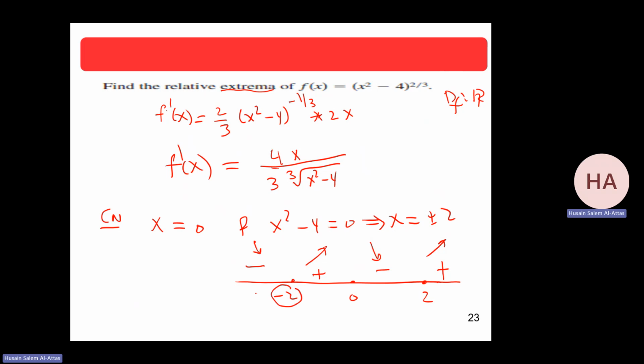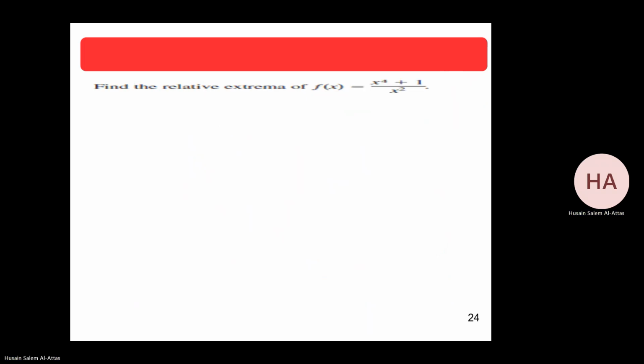So it's decreasing, increasing, decreasing, increasing. So I have here local minimum, and here I have a local maximum, and here I have local minimum. What we care about is the domain is all real numbers, so these values are defined at the original function. At f prime, this is just to find the critical numbers.